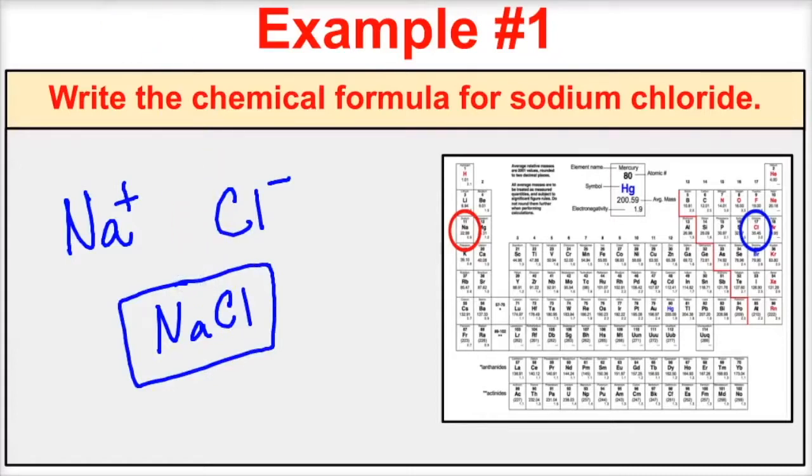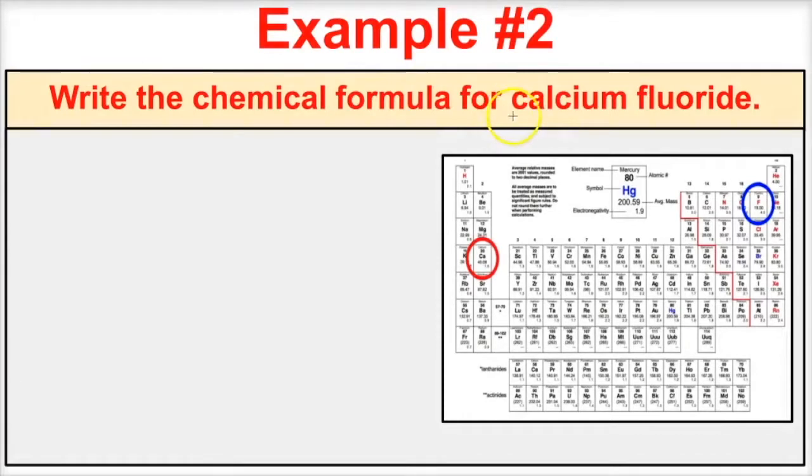Let's take a look at another example. In this example here, we're asked to write the correct chemical formula for calcium fluoride. Calcium comes from group 2 on our periodic table, and all these form +2 ions. So calcium is +2, and then we have fluoride over here. All these halogens here form -1 ions, and so here we go.